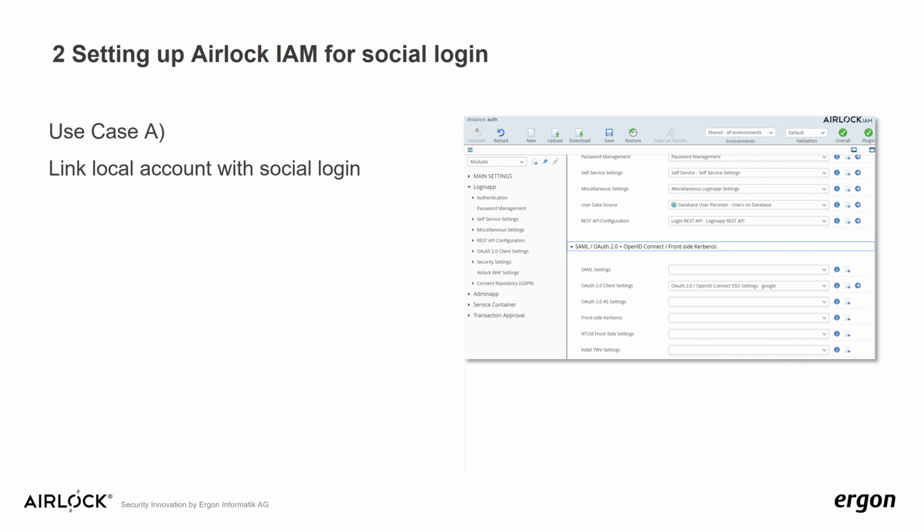So let's get started. In this first use case, I show you how to set up Airlock IAM as an OpenID relying party, so that local accounts can be linked with the social account. If you don't know what an OpenID relying party is, check out the first video where I explain some OpenID basics. Please note, I will only explain the most necessary and important settings and won't go through every detail. Let's head over to the configuration.